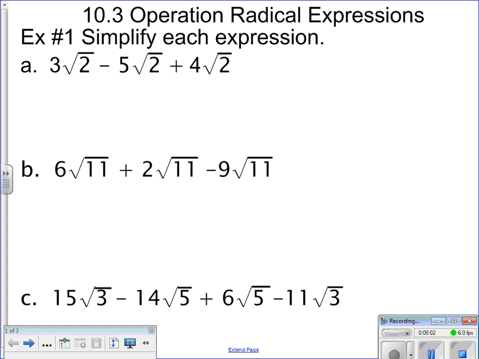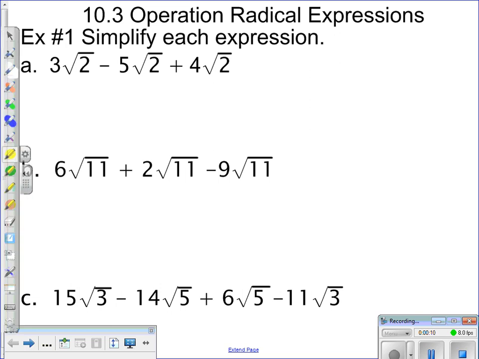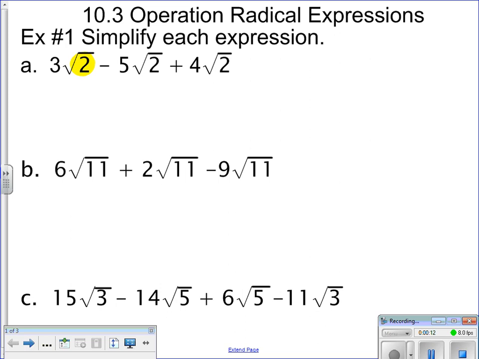All right, 10.3, operations with radical expressions. Now, what we're looking to do here is simplify and combine the like terms. If you notice, all three square roots have a 2 in them. So basically, treat them as if they were like a variable, like x. So one way to think about this problem would be like 3x minus 5x plus 4x.